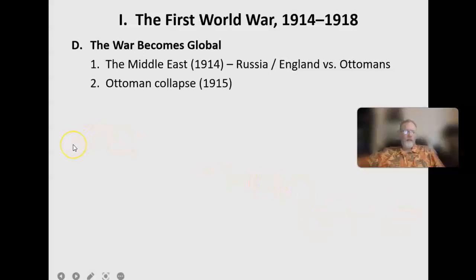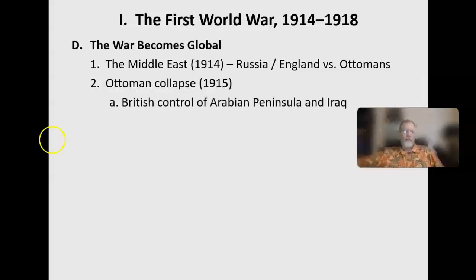Ottoman Empire does finally collapse, 1914, 1915. England controls Constantinople, the Dardanelles. The Dardanelles is basically that water region right outside of Constantinople, which is sort of the water line that separates Europe from Asia, right where Constantinople is. They take Iraq, the Arabian Peninsula. This basically causes the total and irrevocable collapse of the Ottoman Empire.